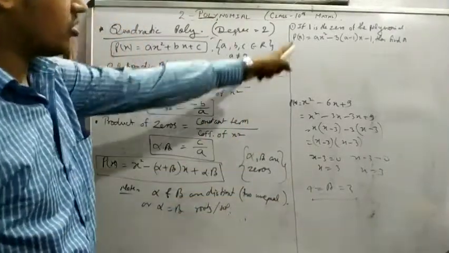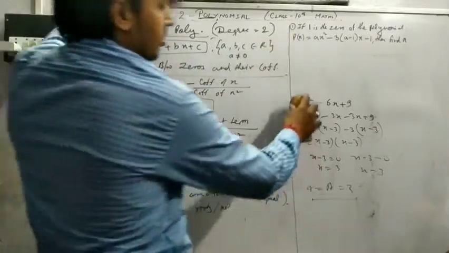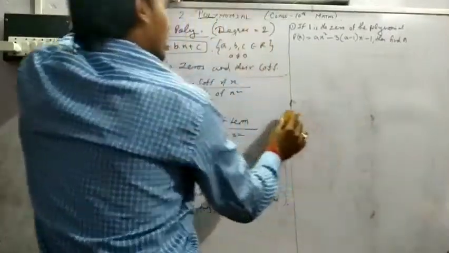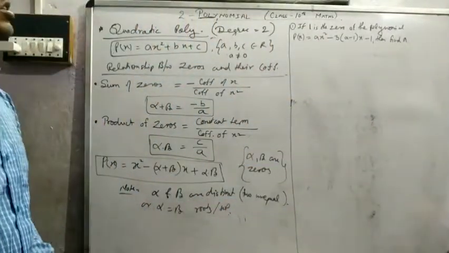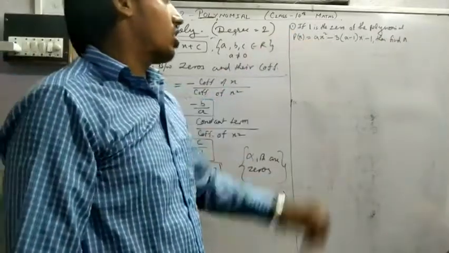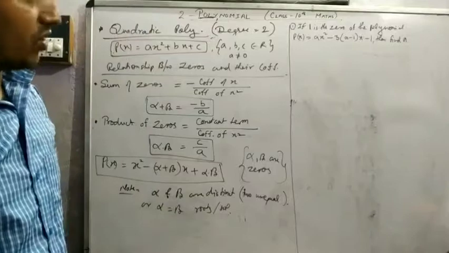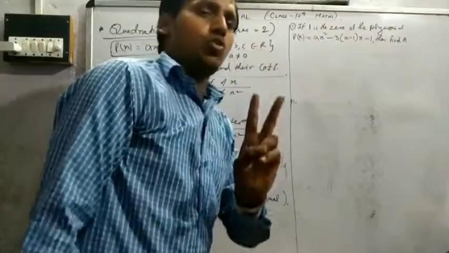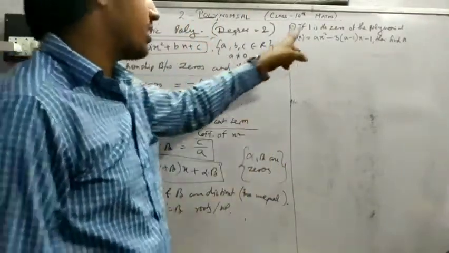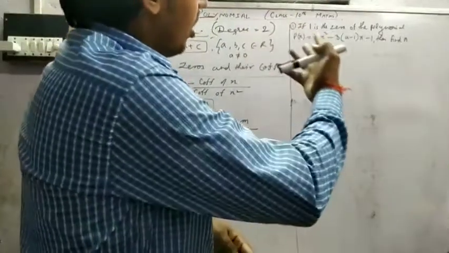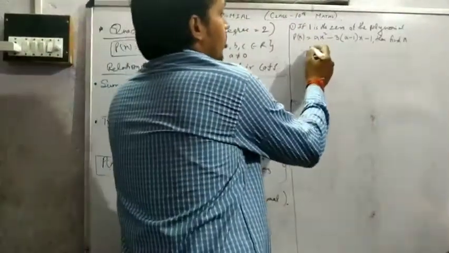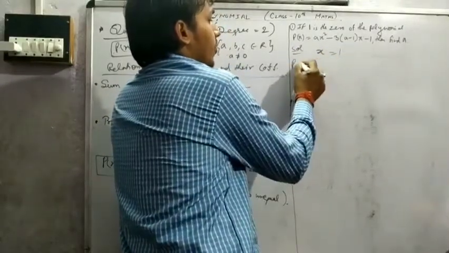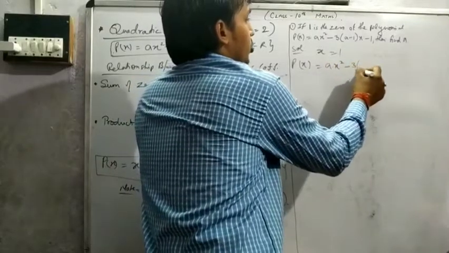Let me take one more question on the quadratic polynomial. The question is: if 1 is a zero of the polynomial p of x, ax square minus 3 in bracket a minus 1, x minus 1, find the value of a. You know that it's a quadratic polynomial, so it has two zeros. But out of the two, one is given, that is 1. So find the value of a. That is the value of x, so put the value of x in the given expression. First note down.